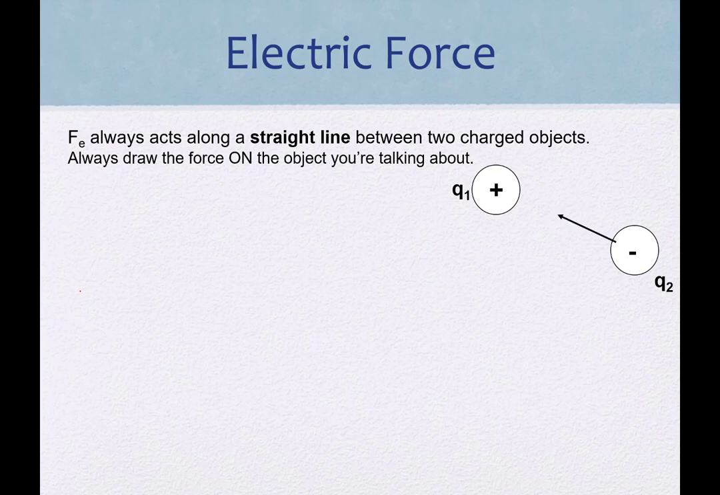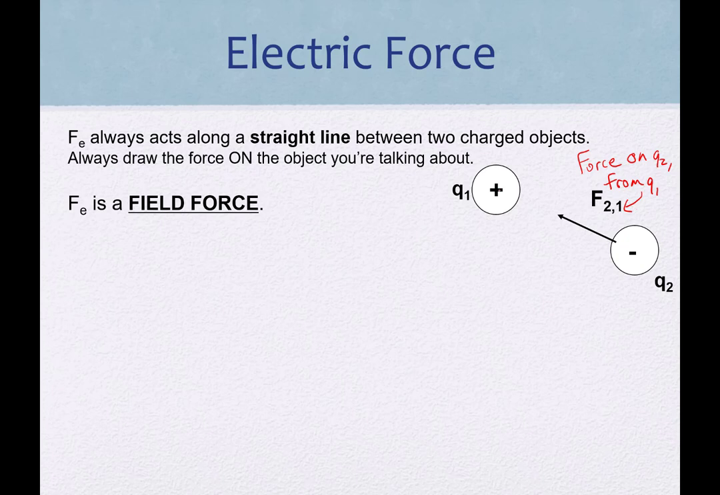For example, Q1 and Q2 are attracted if we're identifying the force on Q2. It feels an attractive force towards Q1. That arrow represents our attractive force. This is the force on Q2 from Q1. And that's what that notation here means, force on 2 from 1.